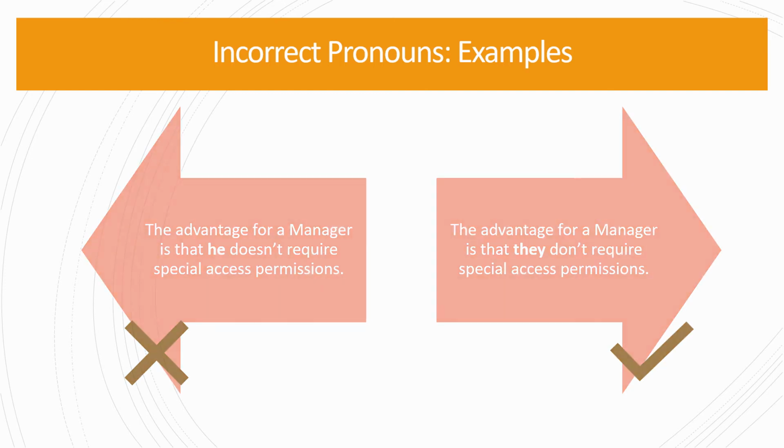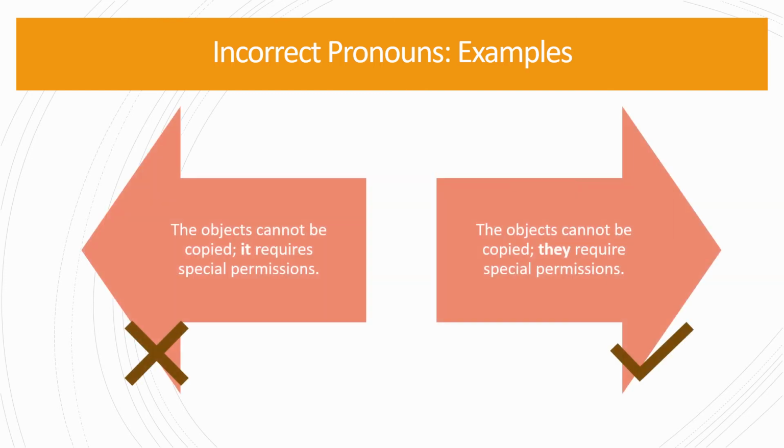Now, let's look at another example. Here it says, the objects cannot be copied, it requires special permissions. Although we are talking about objects, which is a plural noun, the pronoun used here is singular. The correct sentence will be, the objects cannot be copied, they require special permissions. Hope this helps you in avoiding pronoun errors.